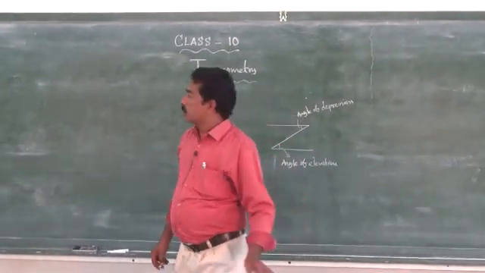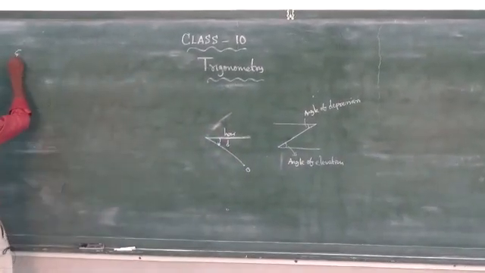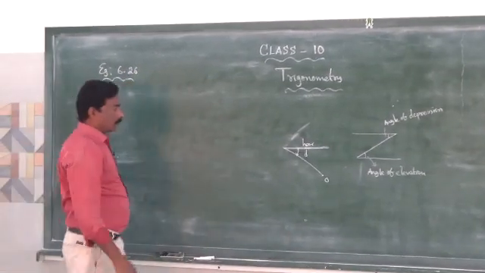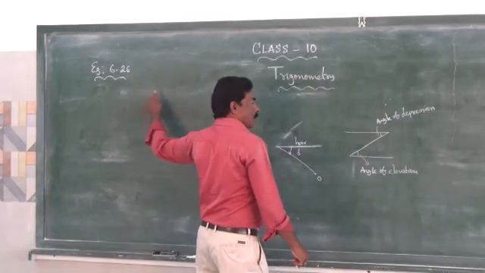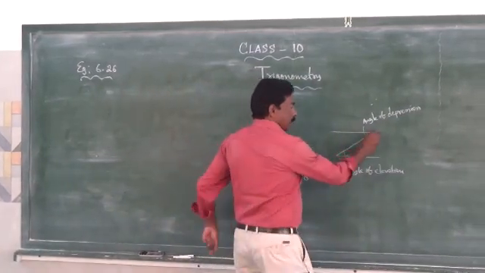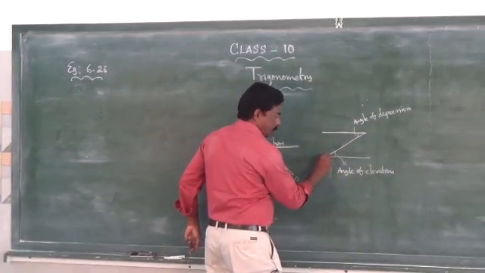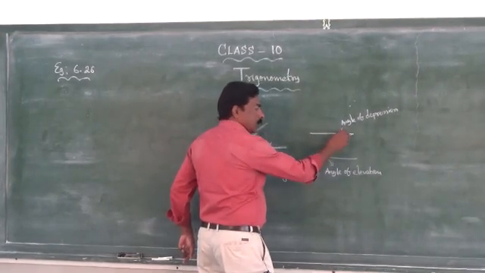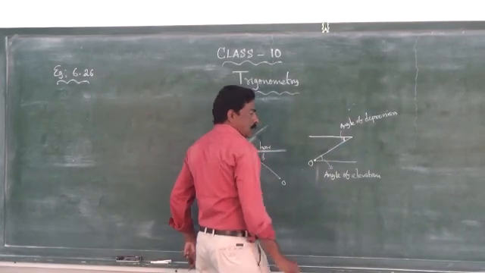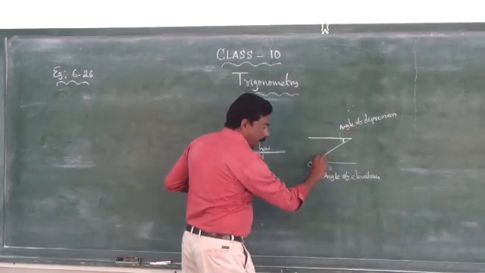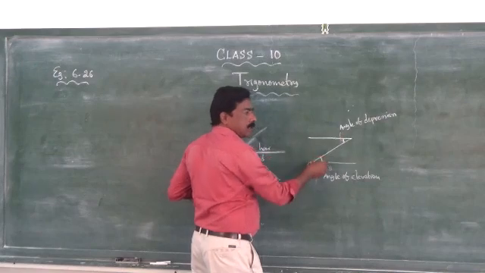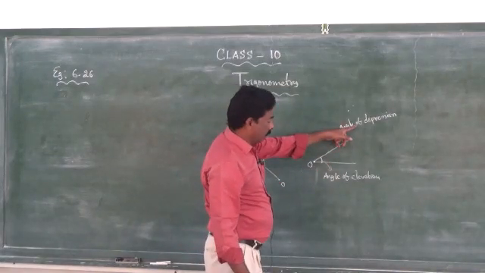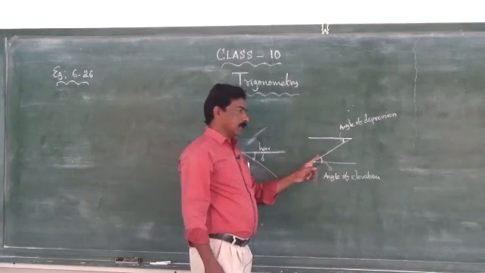Example 6.26. Before we come to the problem, see, this is the horizontal line. The object is here, and this is called angle of depression. The angle of depression and angle of elevation are equal because they are alternate interior angles. So the angle of depression is equal to angle of elevation.